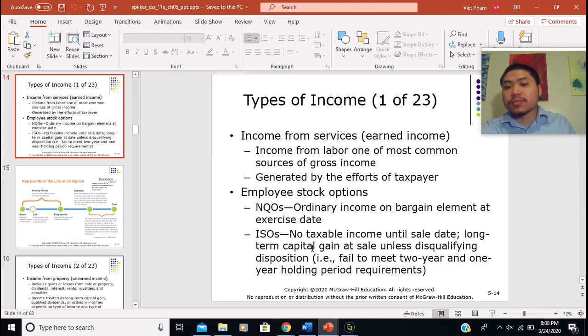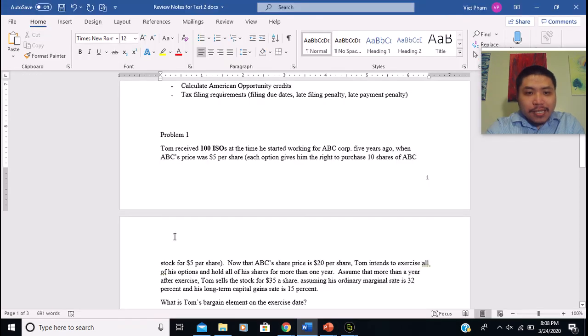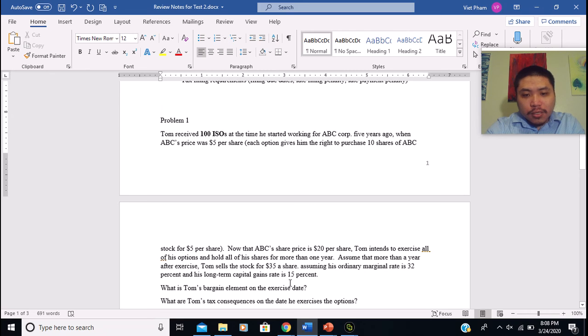So if they exercise the option, buy the stock, hold it for more than 1 year, and then sell it, they are taxed on the selling date. And the tax rate that they have to pay is going to be the tax on long-term capital gain, which is 0, 15, or 20% depending on the tax bracket of the person. So yeah, that's the main difference between these two stock options. But the question that we have right here is asking what is the bargain element on the exercise date.